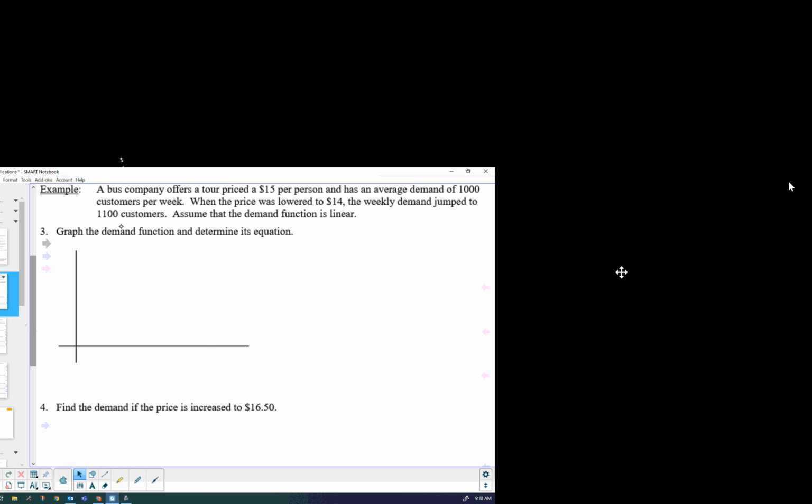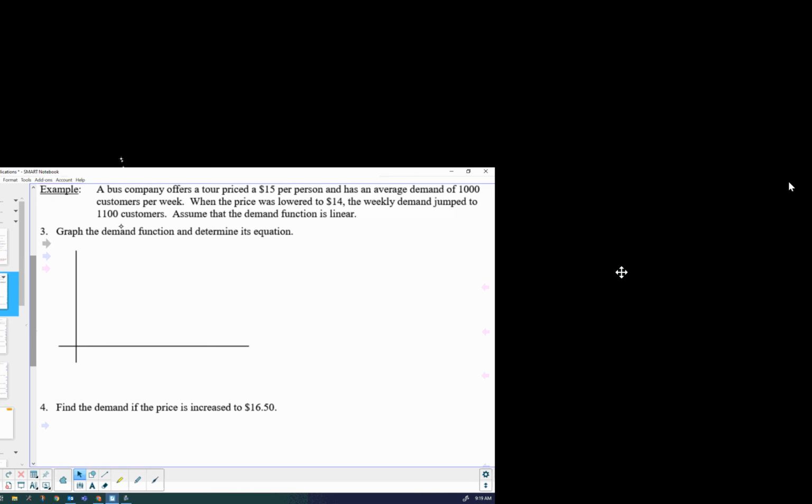So here we have a bus company, offers a tour price for $15 per person, has an average demand of 1,000 customers per week. When they lower the price, so it could just be they did a survey and did research to kind of collect data, or they may have actually tested it out, lower the price for a week, and the demand jumped up to 1,100 customers. So we're going to assume that this price function or demand function is linear. We have 2 points. So you could use these 2 points, and we want to figure out an equation for this demand function.